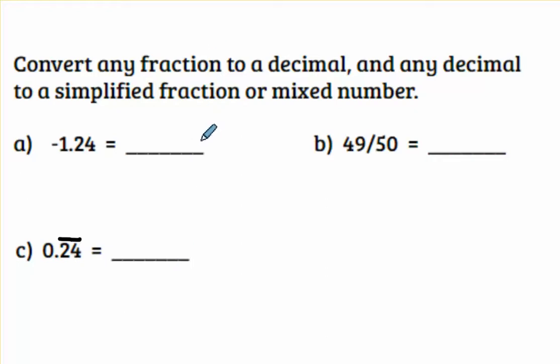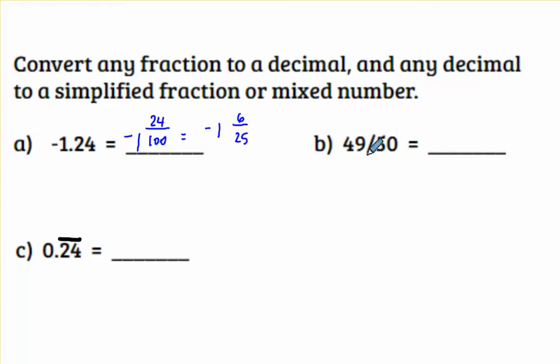Okay, the first two of this section were fairly straightforward. Negative 1.24, we read that out as negative 1 and 24 hundredths, which can simplify. Both of these can be divided by 4, so we get 6 on the top, 25 on the bottom, and we just want to bring over our whole number. So it's negative 1 and 6/25.